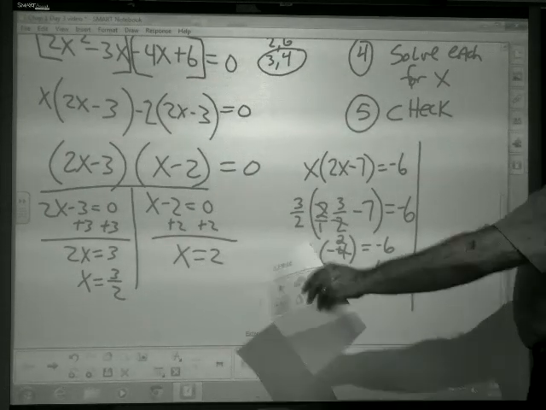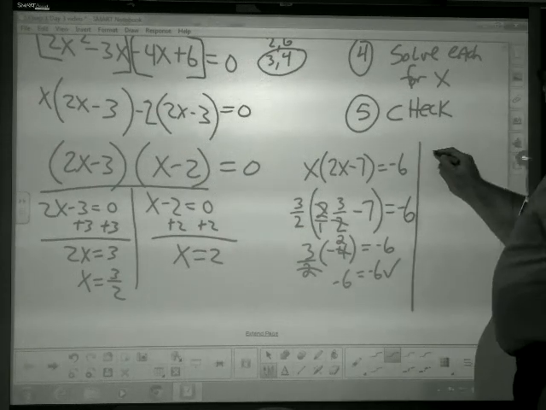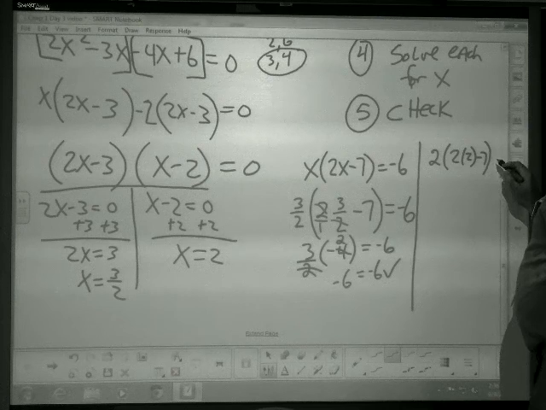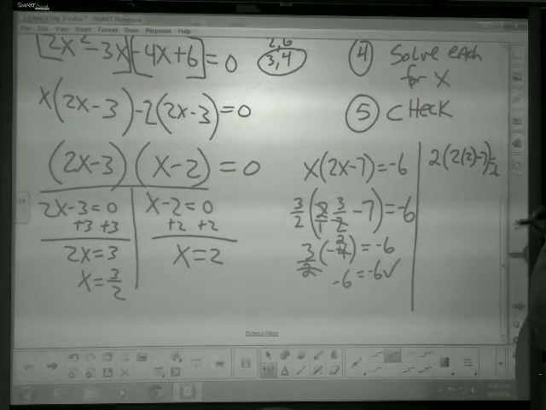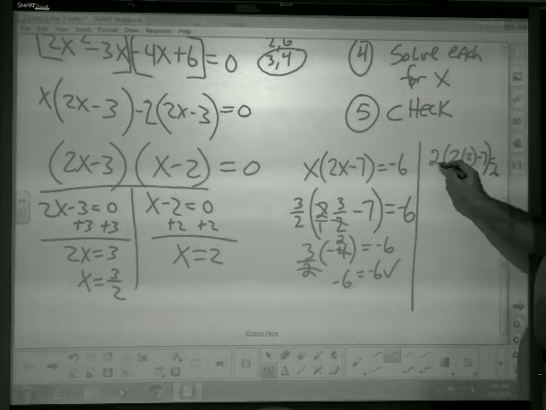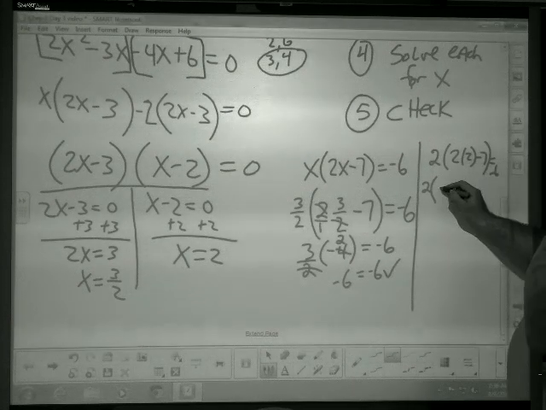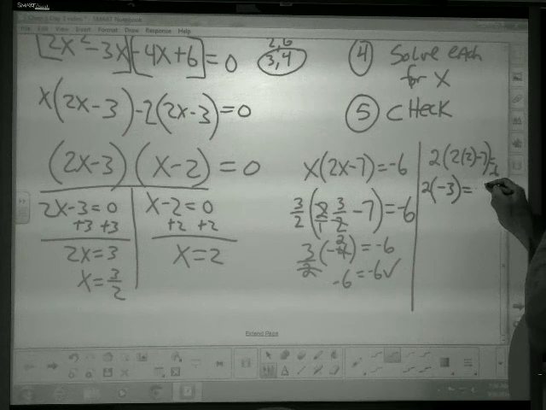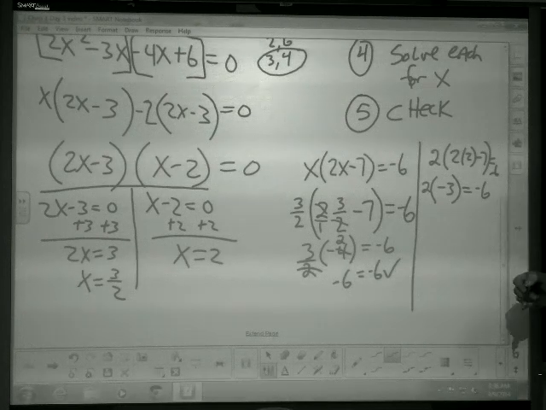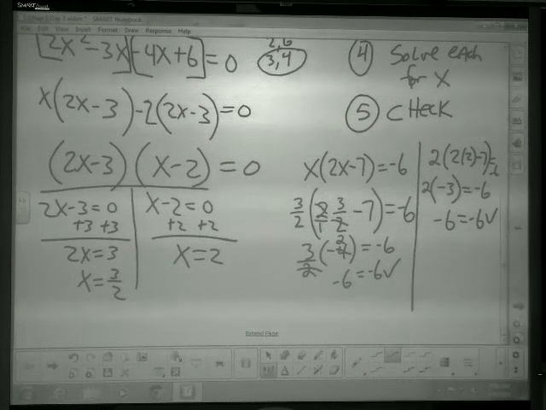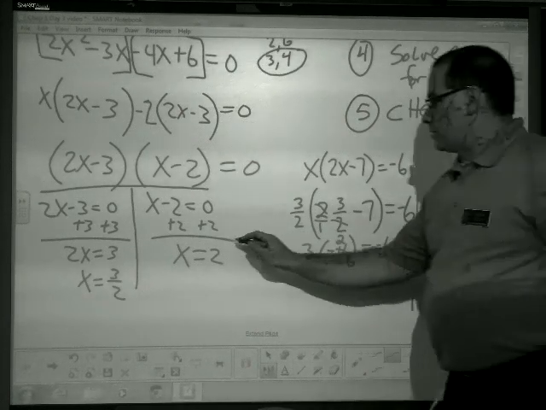Let's try the other one. Plug in a 2. So I have 2, parentheses 2 times 2, take away 7. I'm out of room, but that's okay. Equals -6. So 2, parentheses 2 times 2 is 4, minus 7 is -3. And I'm trying to see if that equals -6. 2 times -3 is -6. That equals -6. Checks. So those are good answers.